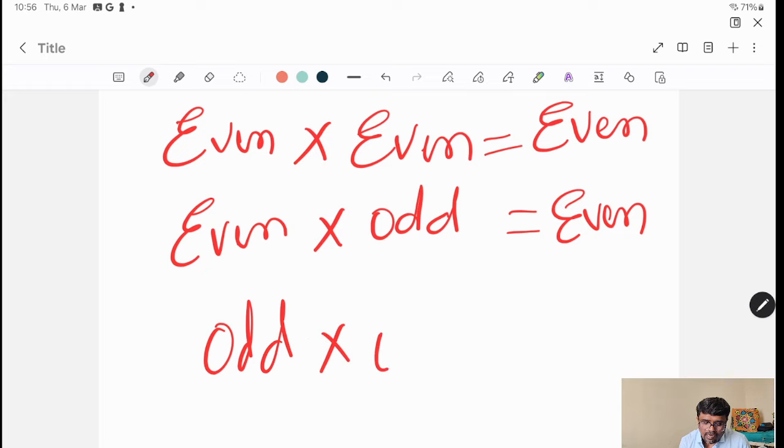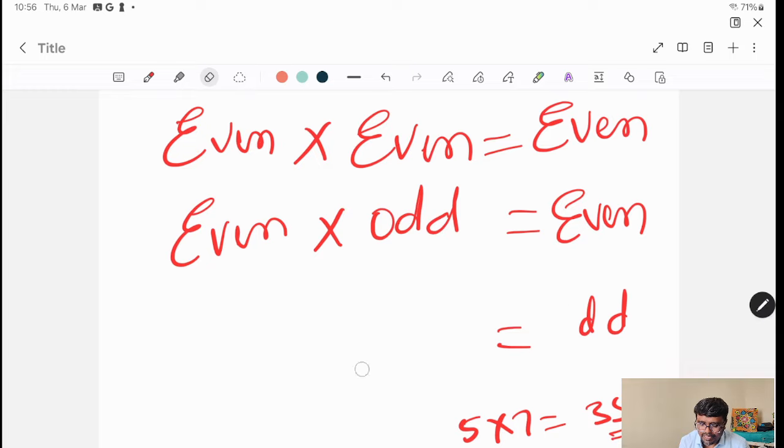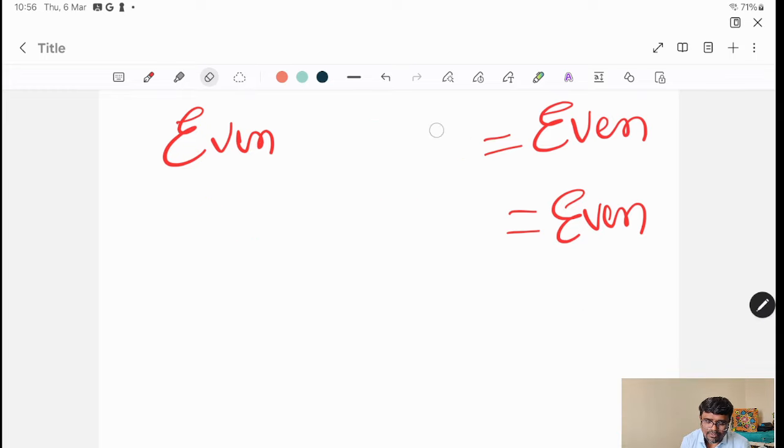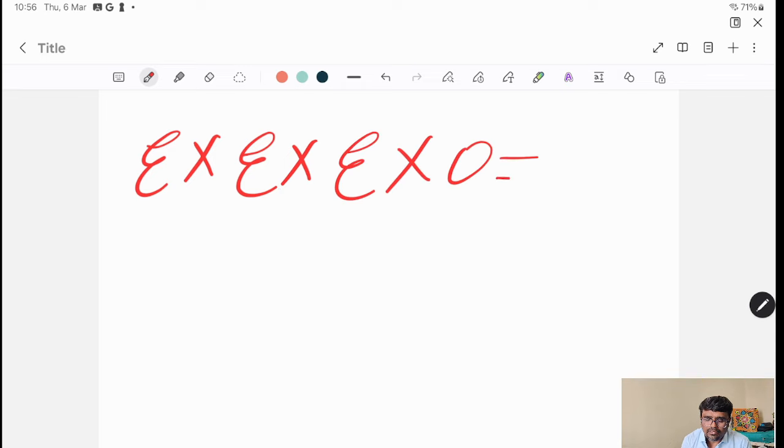Odd number into odd number. You can choose an example: 5 into 7, 35. Odd number. Odd number into odd number, the result is an odd number. This you need to understand. Even into even number, even. Even into odd, even. Odd into odd, odd. If I say even into odd, what's the answer? Even only. In a product, if one even comes, the entire result will become even only.